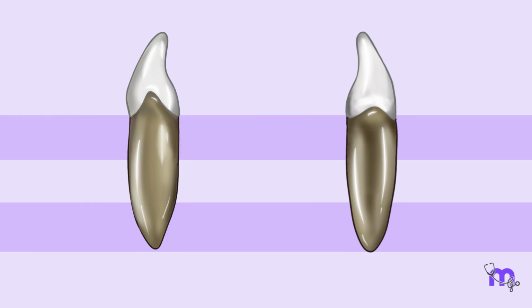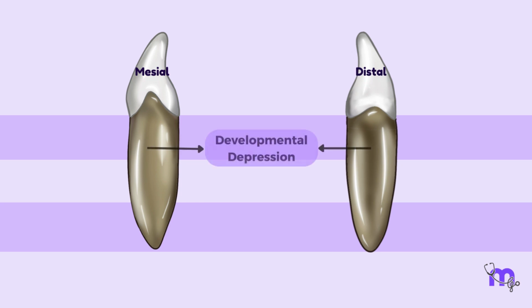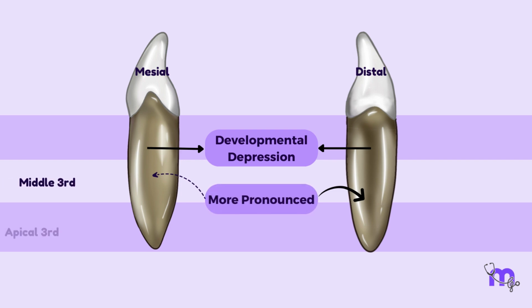Another important characteristic of the mesial and distal surface of the root is the presence of developmental depression. It is more pronounced at the junction of the middle and apical thirds. However, note that the developmental depression on the distal surface is more marked and also presents with a deep developmental groove compared to the mesial surface.